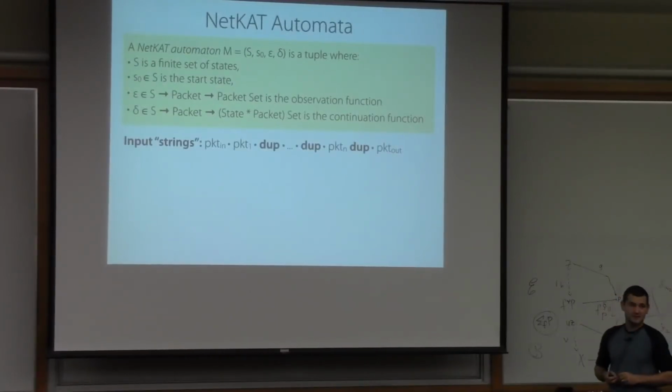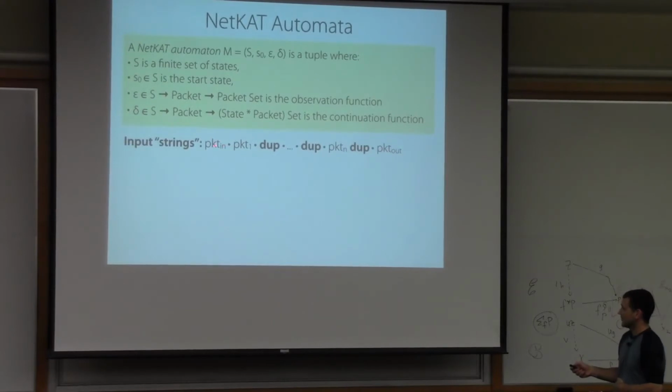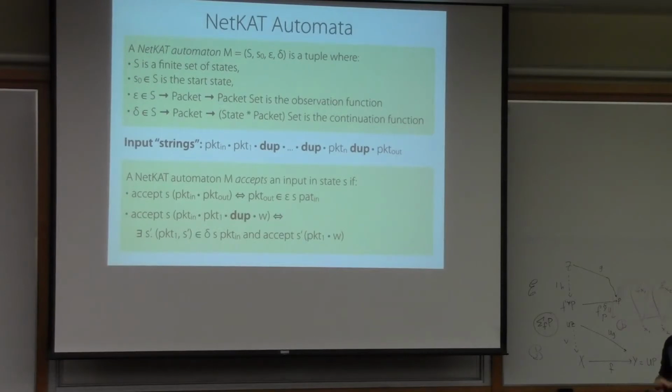So the input strings to this automaton are structures like this. We have the input packet and the output packet, and then we have a possibly empty sequence of packets separated by dups. So we always have the input and the output, but then we might have some additional stuff in the middle. And we can define a notion of acceptance for these automata by a simple definition. A NetKAT automaton M accepts an input string from state S if we have the equivalent of the empty string, just an input packet and an output packet with no dups in the middle, then the output packet needs to be in the set produced by epsilon from S on packet in.